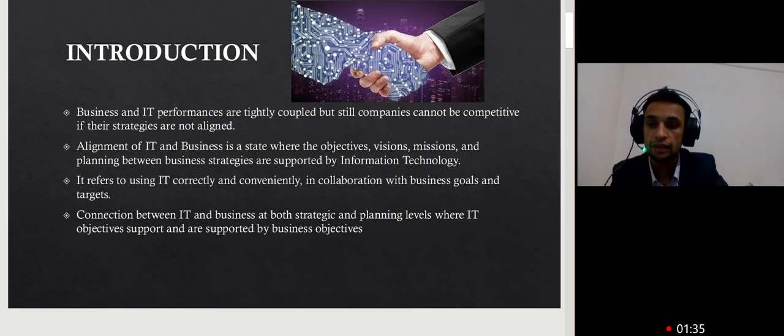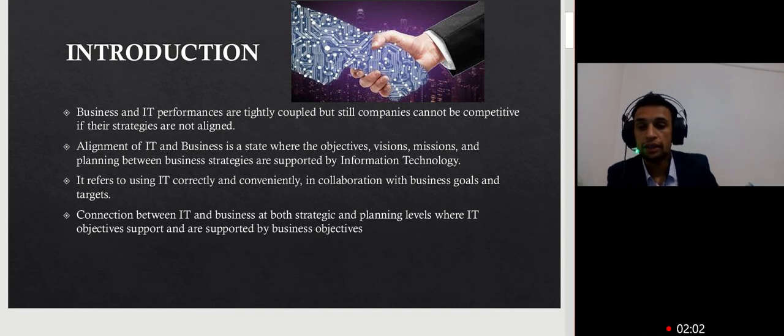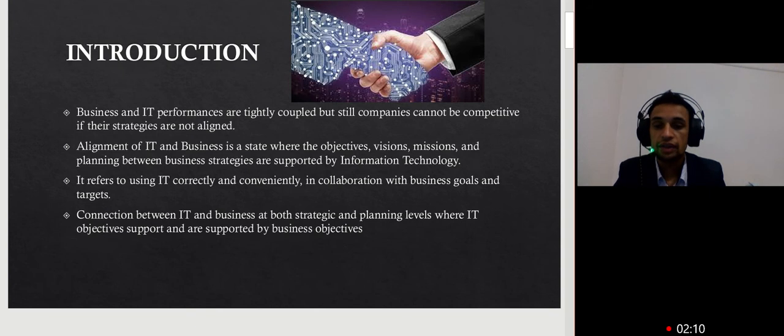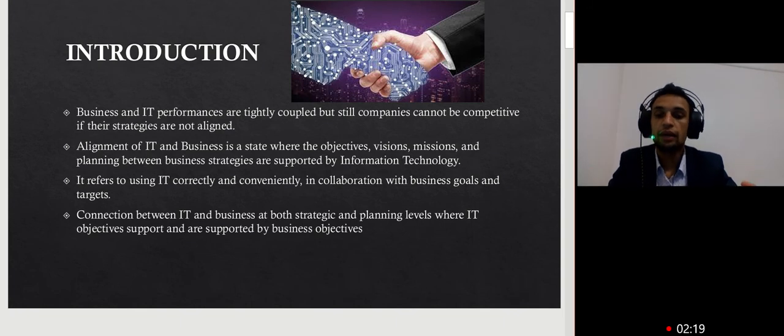Starting with the introduction. Business and IT performance are tightly coupled, closely related terms. But still, companies cannot be competitive if their strategies are not aligned with the business. Alignment of IT with the business is a state where the objectives, vision, mission and planning of business strategies are supported by information technology. It refers to IT working collectively and conveniently in collaboration with business goals and targets. It is the connection between IT and business at both strategic and planning levels, where IT objectives support and are supported by the business objectives. This is basically the introduction of how IT is aligned with the business.